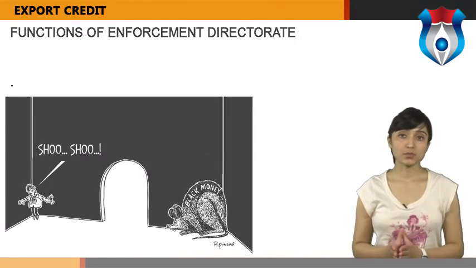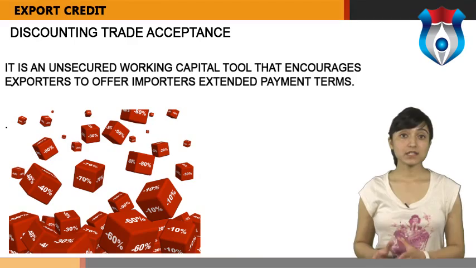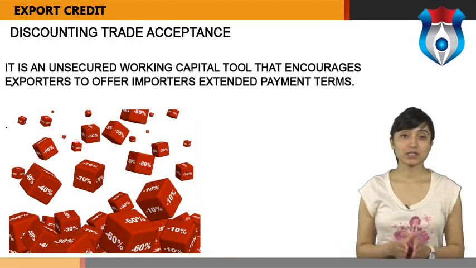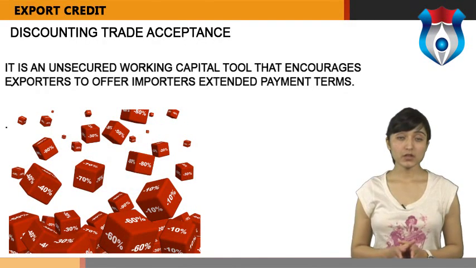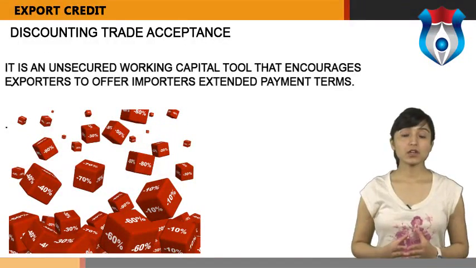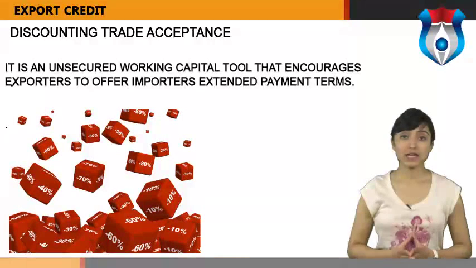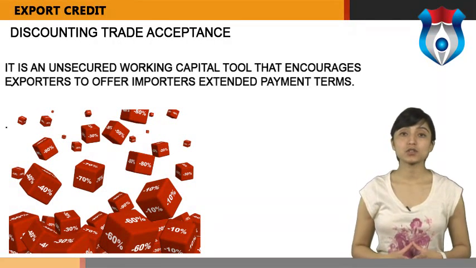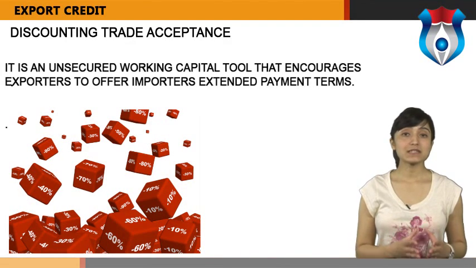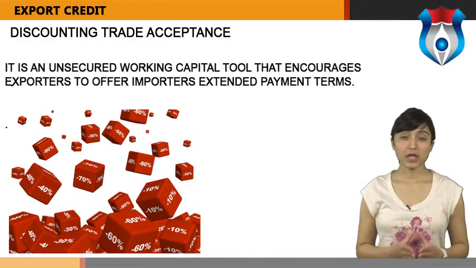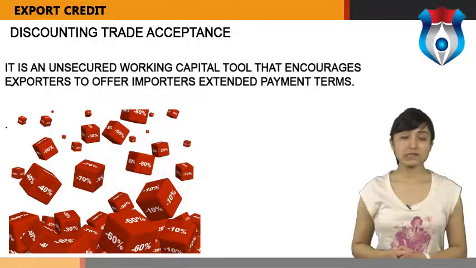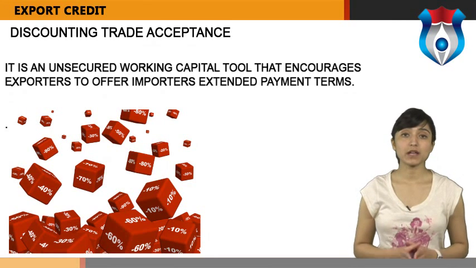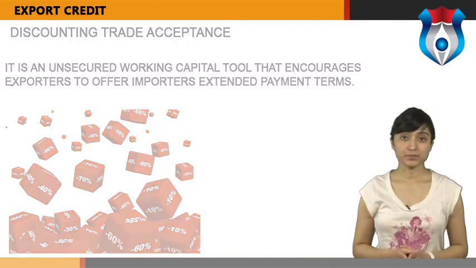It is an unsecured working capital tool that encourages exporters to offer importers extended payment terms. It refers to an instrument financing arrangement where the bearer sells the trade acceptance in its legal possession to a bank, whereas the bank deducts the discount interest on the face value and pays the balance to the bearer. Discounting trade acceptance is an unsecured working capital tool that encourages exporters to offer importers extended payment terms.